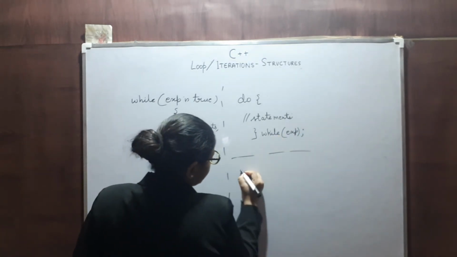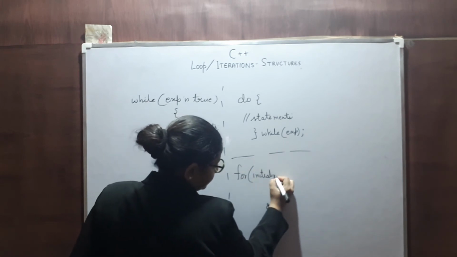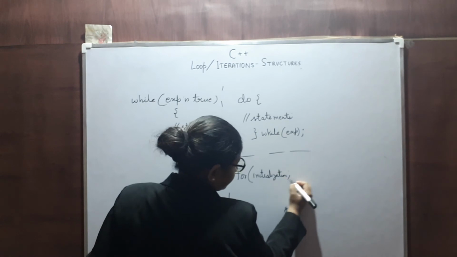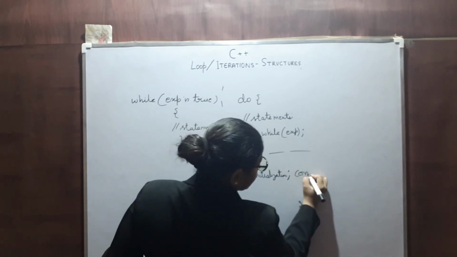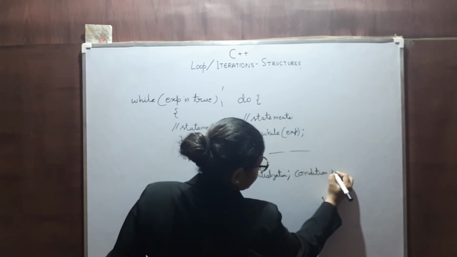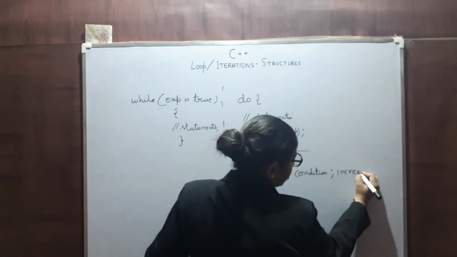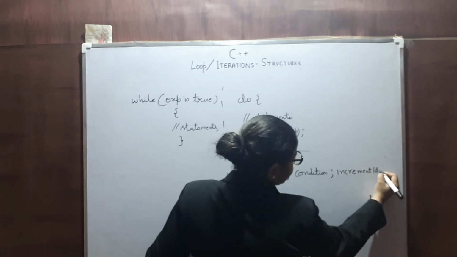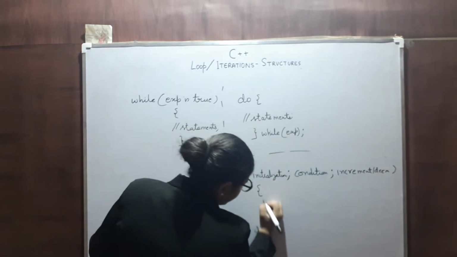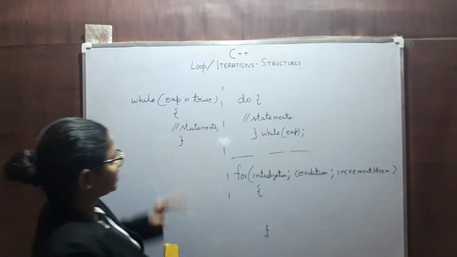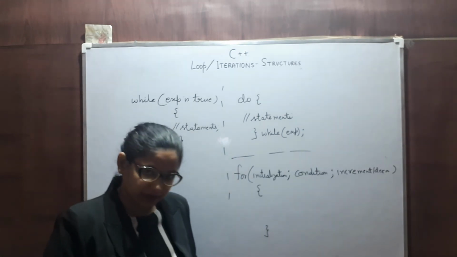And the for: initialization, semicolon, condition, semicolon, increment or decrement. And your for block. So these are the syntax for your while, do while and for statement.